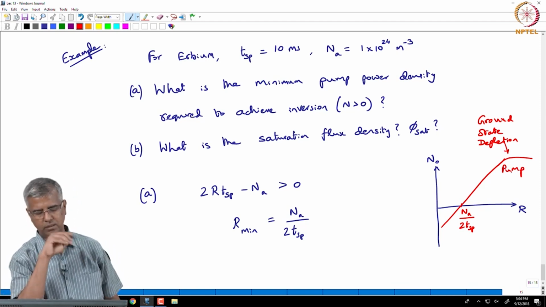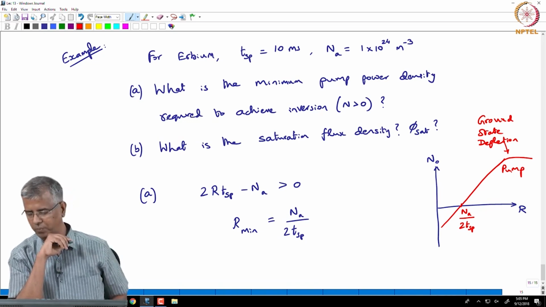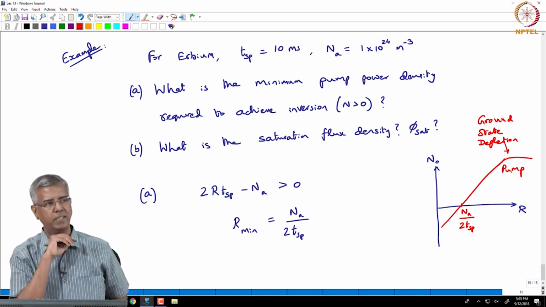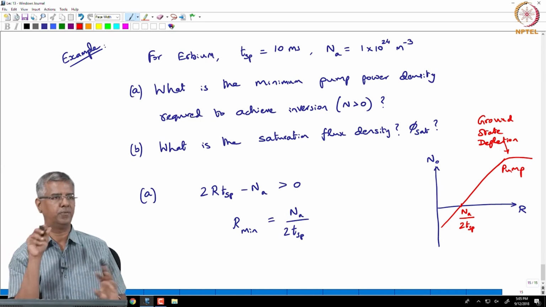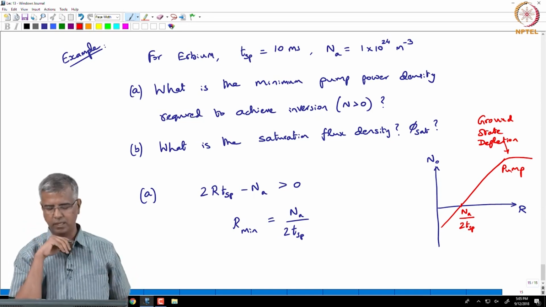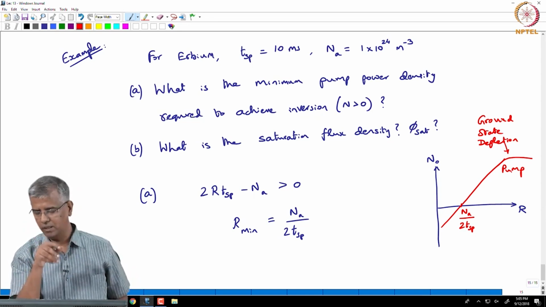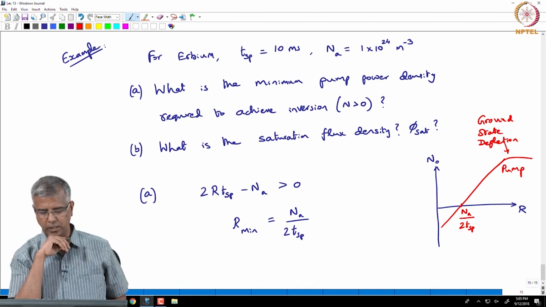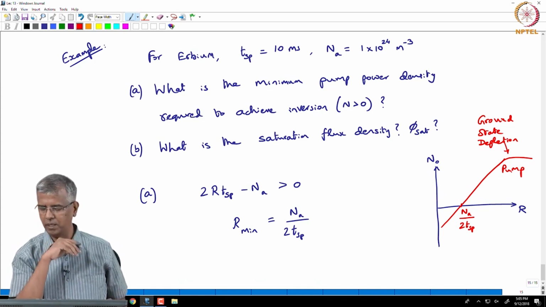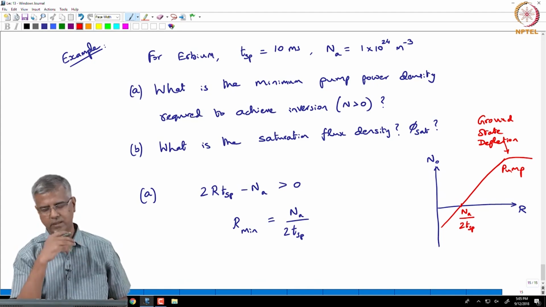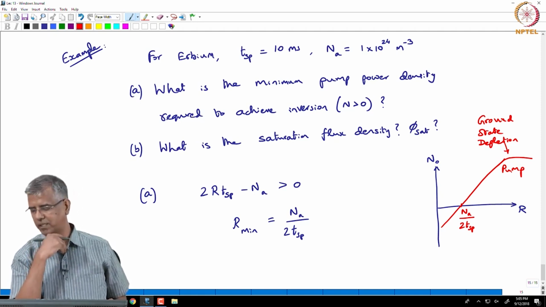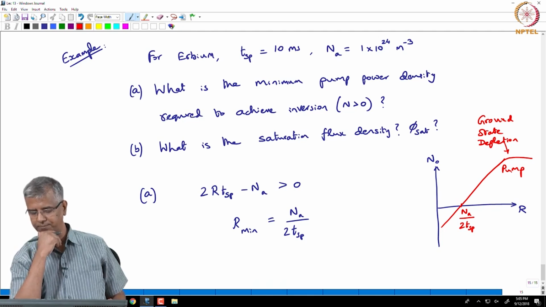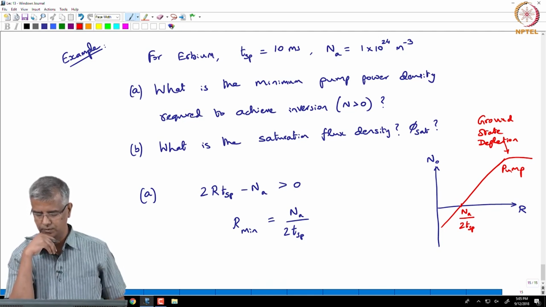So, as you go to a very high level of pumping, you start having saturation of the gain, and that is due to ground state depletion. You see the difference between the two cases? In fact, this is what you are going to be experimenting this week. You are going to build an erbium doped fiber amplifier where you will look at the gain as a function of pump power as well as a function of signal power. Okay.